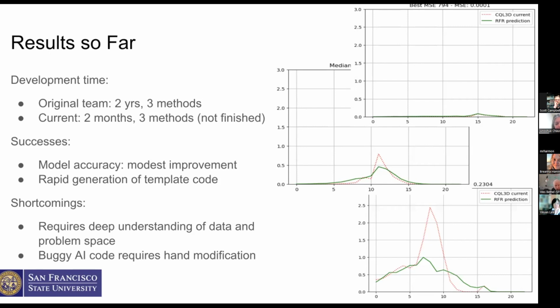Some of the successes here: we can generate code quickly, which is nice, but there are a ton of shortcomings, most notable of which is that there's deep understanding required of both the data, the computational problem space, as well as the code that's actually being generated. So it's not a simple turnkey process.